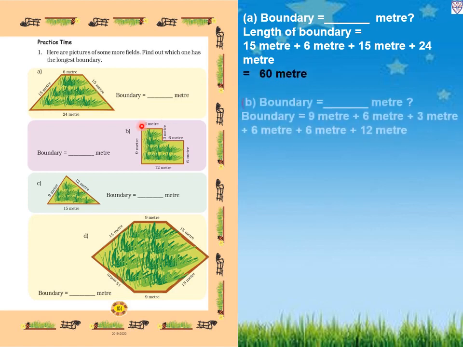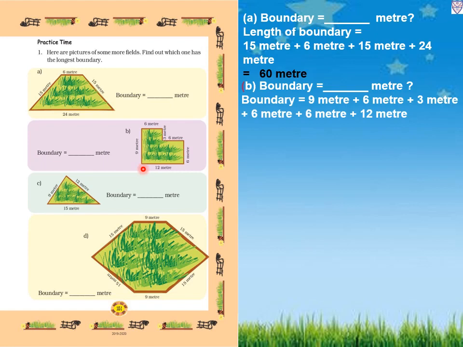Now number 2 figure. Boundary equals dash meter. We will add 9 meter plus 6 meter plus 3 meter plus 6 meter plus 6 meter plus 12 meter. So 9 plus 6, 15. 15 plus 3, 18. 18 plus 6, 24. 24 plus 6, 30. 30 plus 12, 42. So our answer is 42 meter.